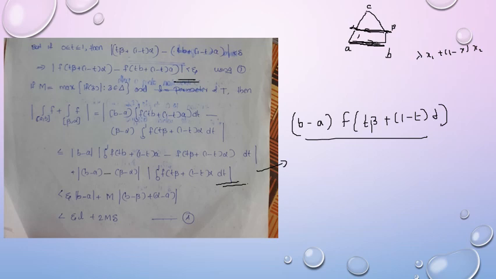By equation number 1, this is less than epsilon into mod b minus a plus capital M, the maximum of f, into beta minus a plus alpha minus a. This is less than epsilon into b minus a, which is less than the perimeter of the triangle, meaning the total length, because the length AB is smaller than that. So this is less than epsilon into L plus 2M into delta, delta plus delta means 2 delta.